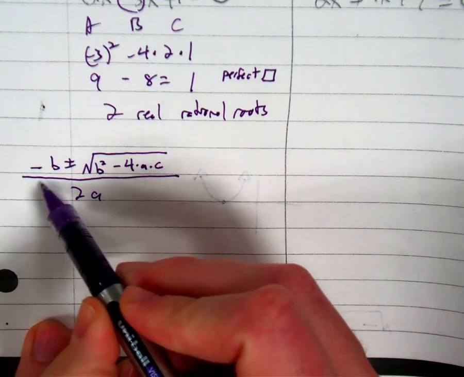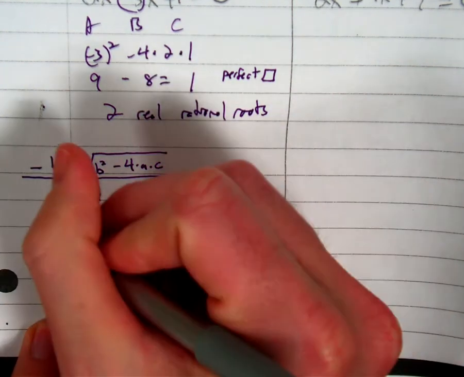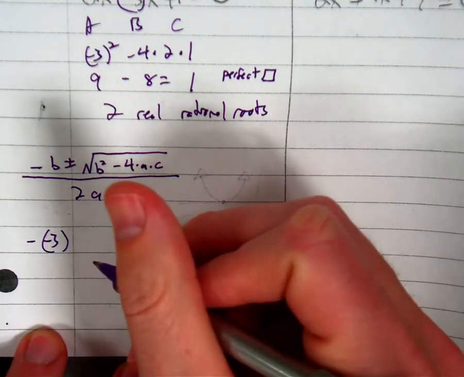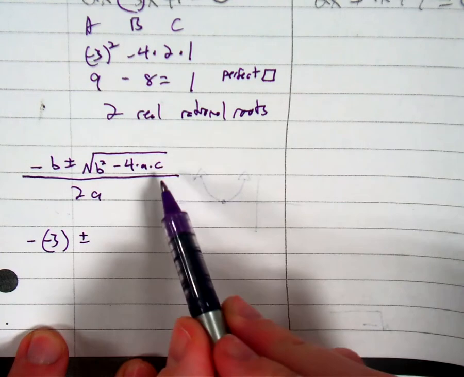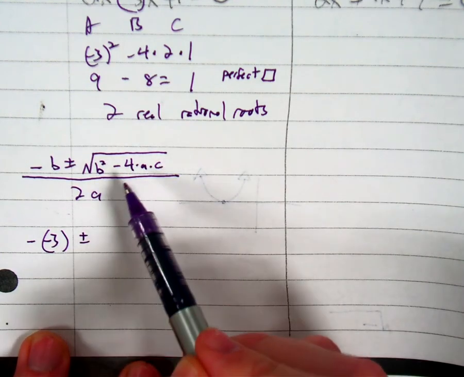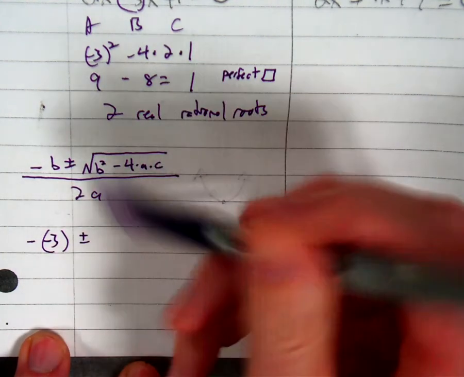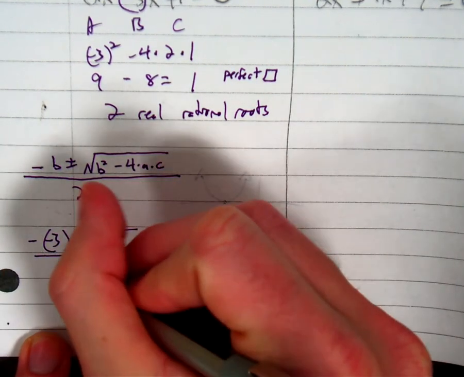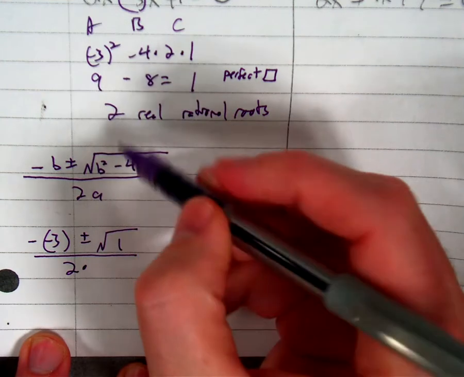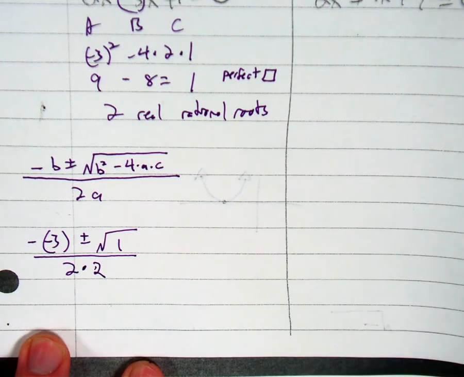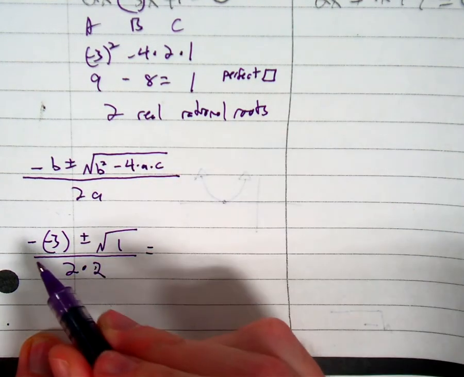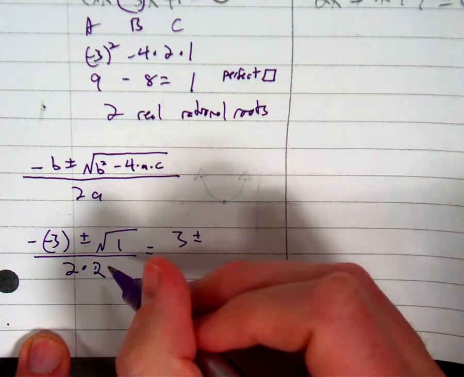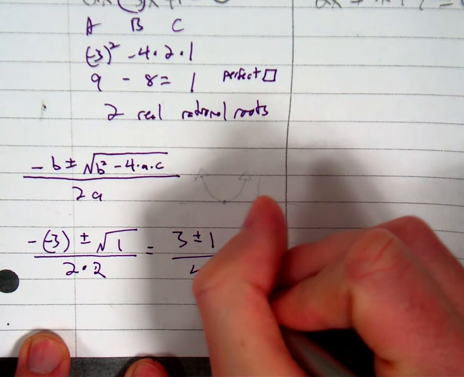So negative b. Well, b is already negative, so it's going to be negative of a negative 3. It's going to make it be positive. Plus minus, well, I already did this part. I already did b squared minus 4ac. That's what I did right here. It was 1. Over 2 times a. My a is 2. So negative of a negative 3 is actually positive 3. Plus minus, the square root of 1 is 1, over 4.